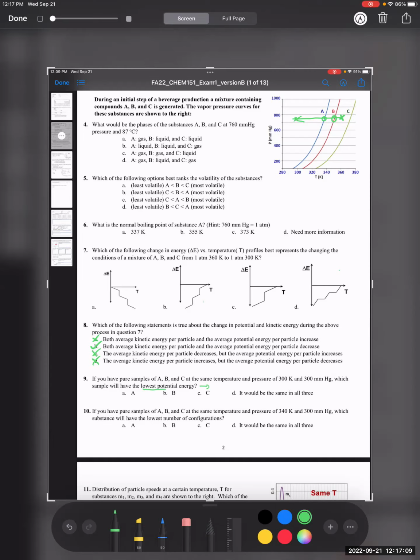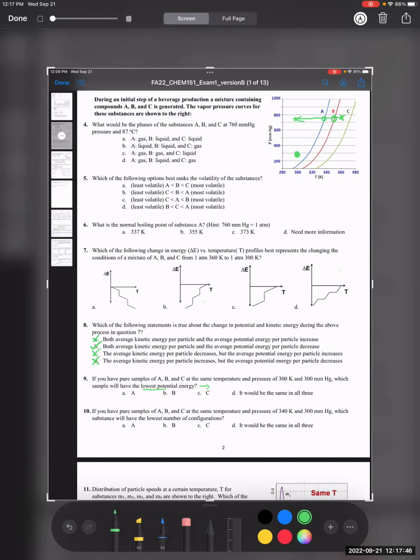Okay, out of these three substances, A, B, and C, regardless of the conditions, C has the strongest attractive interactions. So C must have the lowest potential energy. But let's look at the conditions here, we're talking about 300 Kelvin and 300 millimeter mercury. So that should be around here, right? Under these conditions, all of these three substances must be in the liquid phase. So it's a fair comparison now because they are not in different phases.